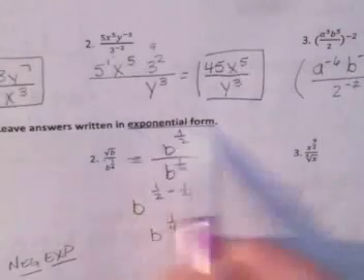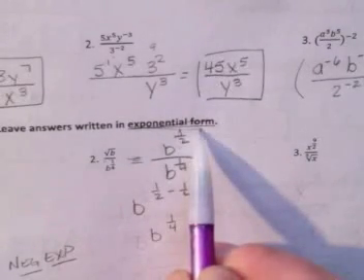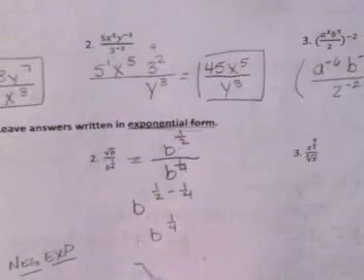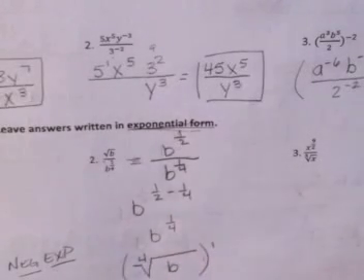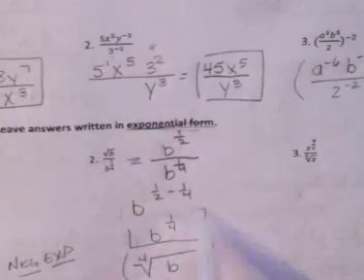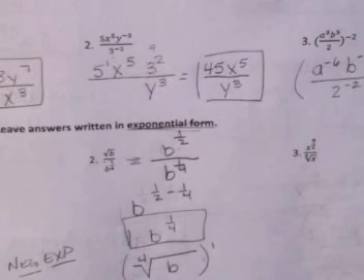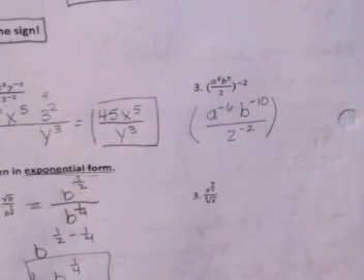Now, the instructions say leave your answer in exponential form. There is another way to write this as the 4th root of b to the 1st power. But because the instructions say to leave the answer in exponential form, this is going to be the answer that I choose for this problem. Let's take a look at problem 3.